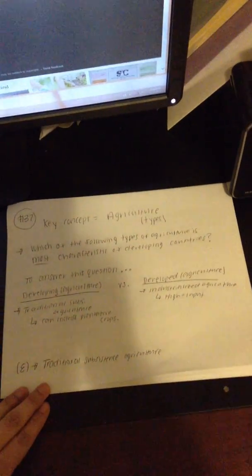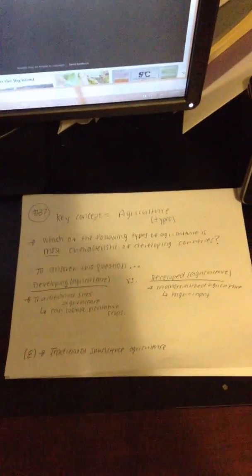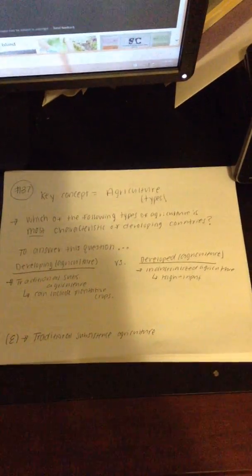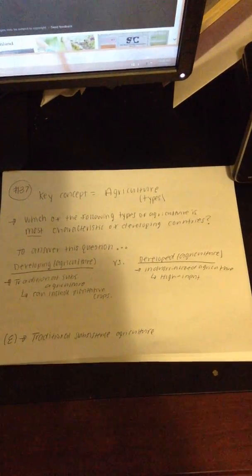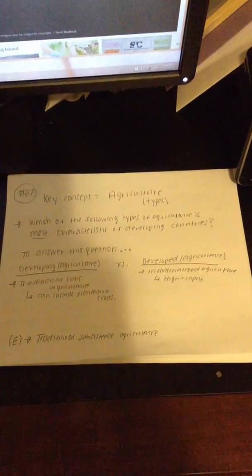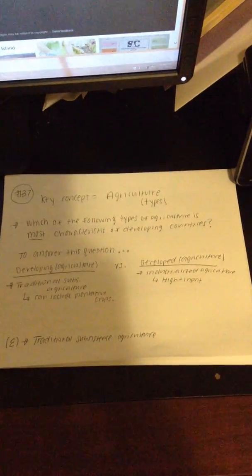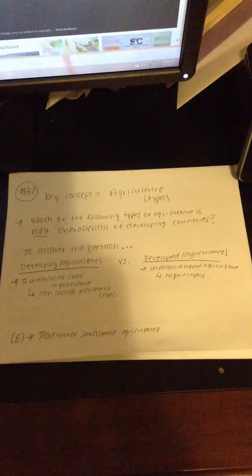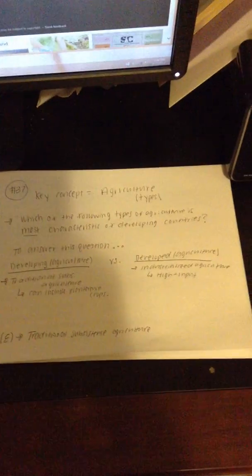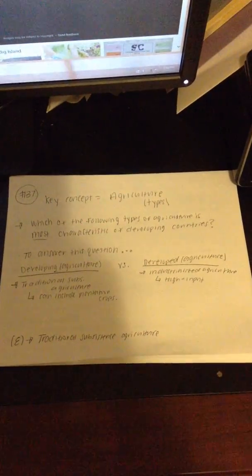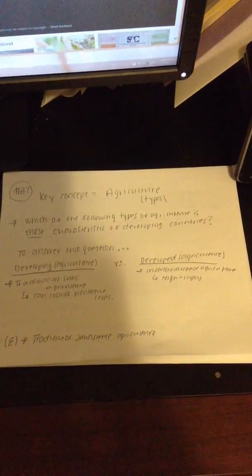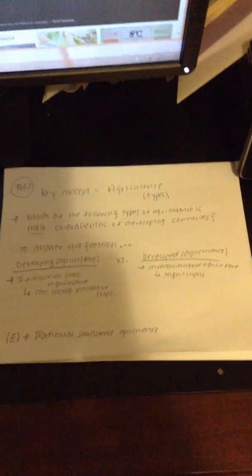Our next concept is agriculture. Which of the following types of agriculture is most characteristic of developing countries? The correct answer is traditional subsistence agriculture, because this type of agriculture usually uses draft animals, which is usually in developing countries, and it can also include plantation crops, while developed agriculture is industrialized, like high input and using pesticides and fertilizers.